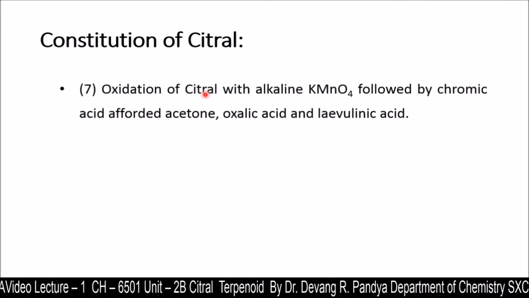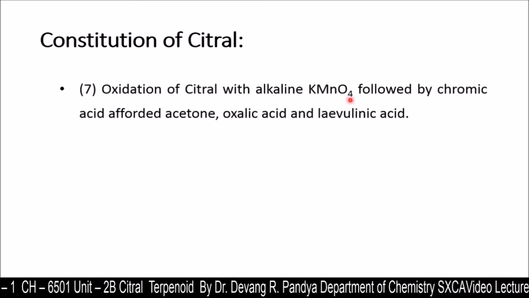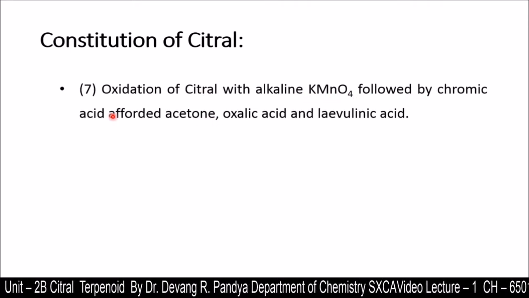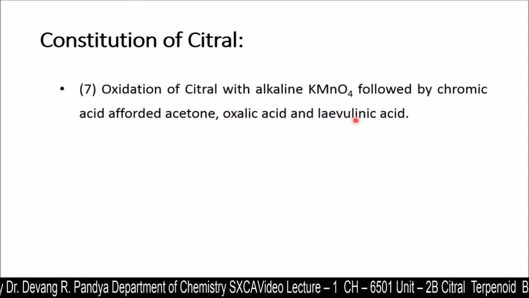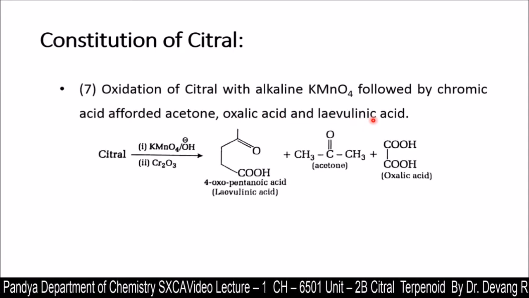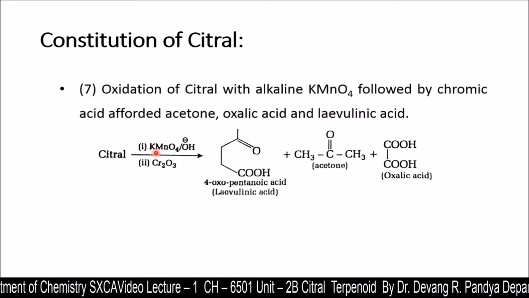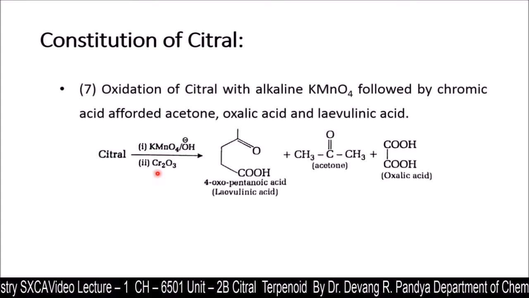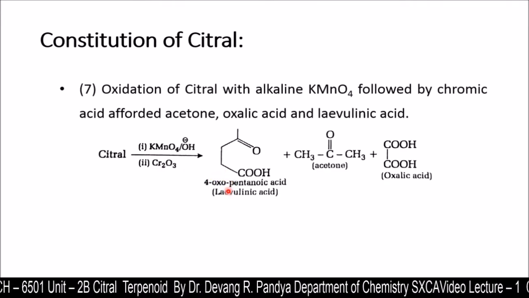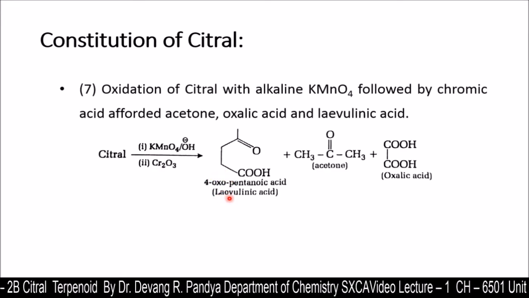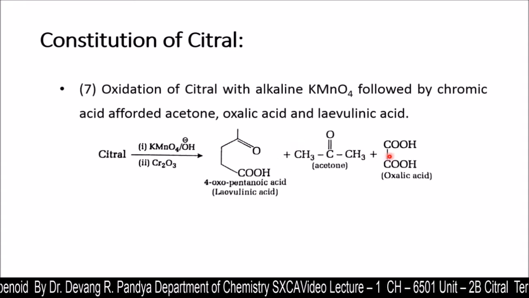Oxidation of citral with alkaline KMnO4 followed by chromic acid afforded acetone, oxalic acid and levulinic acid. Here citral treated with alkaline KMnO4 followed by oxidation with chromium oxide gives 4-oxopentanoic acid, also known as levulinic acid, along with acetone and oxalic acid.